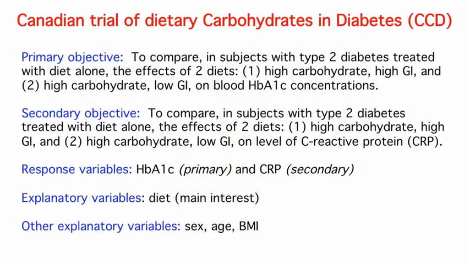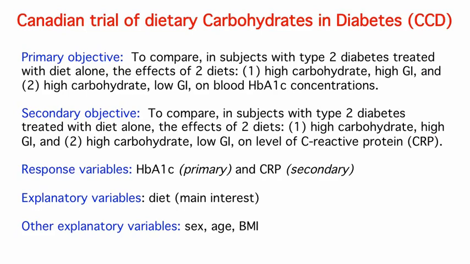Let's start with a quick reminder of where we are. We're looking at the Canadian Trial of Dietary Carbohydrates and Diabetes. We're looking at people with type 2 diabetes, and we're giving them a high carbohydrate diet. Some of them have been assigned to follow a diet with high glycemic index foods, and the rest will be taking a diet with low glycemic index foods. Our primary objective is to see the effects of these diets on blood HbA1c concentrations, which again is a measure of diabetic control.